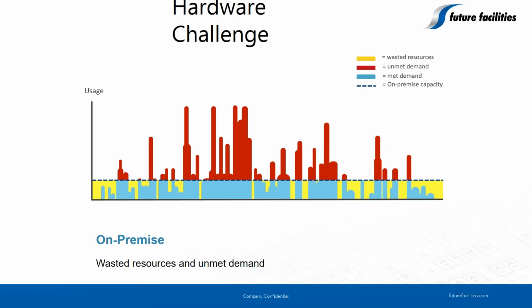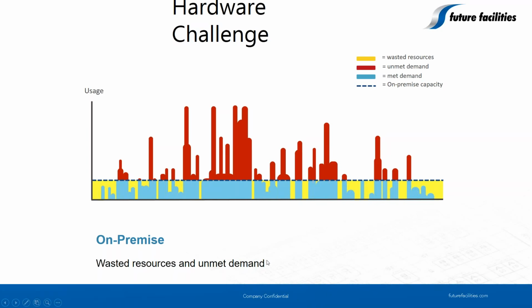So if we take this particular graph as an example of where you might be using compute, where the red bars are your requirements, you have to make a decision when you're using on-premise at what point you're going to supply hardware and at what level in terms of RAM and process power.